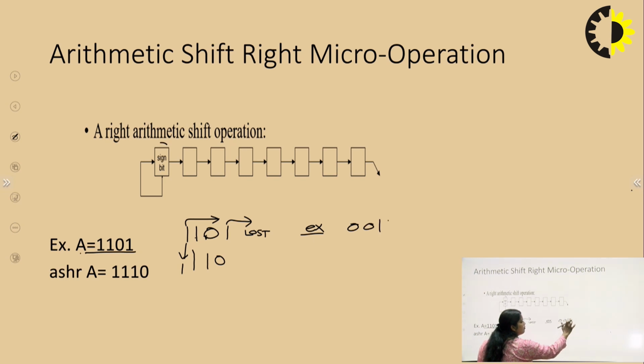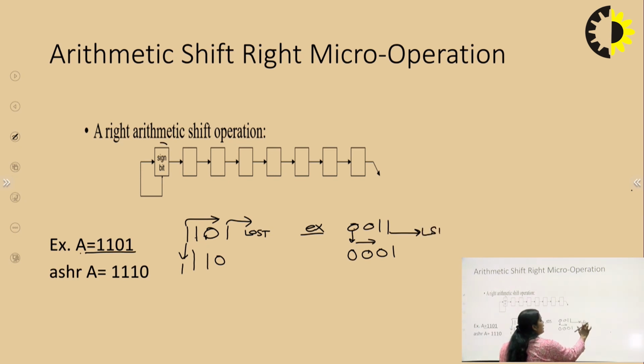Suppose there is 0, 0, 1, 1. Fine. So including this first bit, you are taking this particular 0, and then including this bit, you are going to shift. Means this particular is 0, and the next value is what? Including this 0, the next is 0 and 1, and the LSB. LSB is the last bit of that particular binary stream, or you can say the least significant bit. So this particular LSB will be lost. This is the simple operation for the arithmetic shift operation.